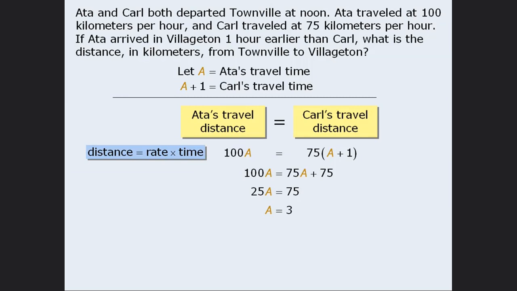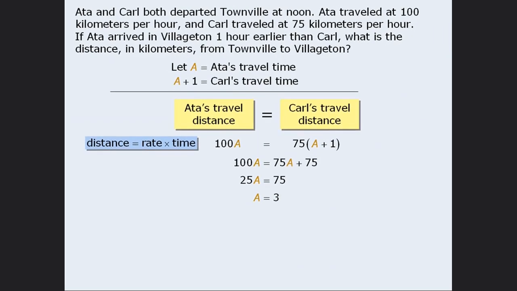At this point, we can find the distance that Ada traveled by applying the distance formula. The distance Ada traveled will equal the product of his speed of 100 kilometers per hour and his travel time of 3 hours. This equals 300, so the distance from Townville to Villageton is 300 kilometers.